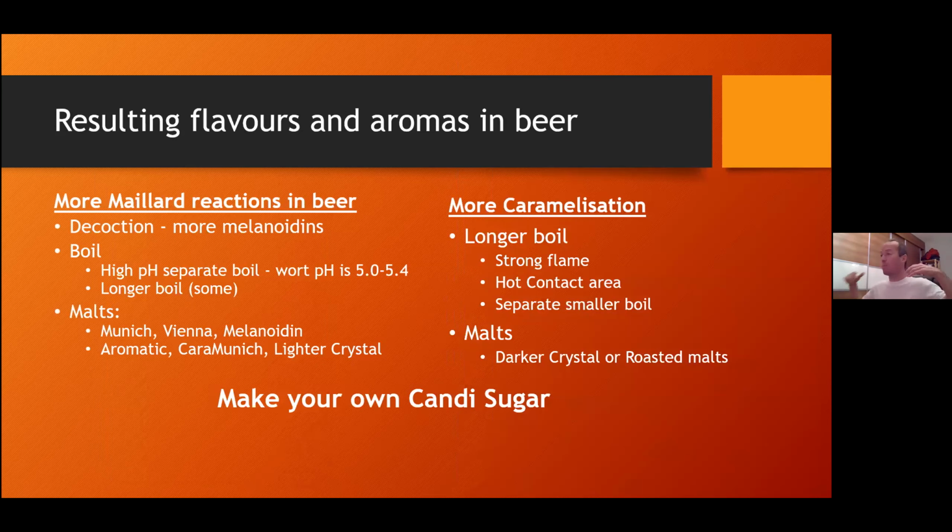So if you want more Maillard reactions or more caramelization, what do you do? Decoction is probably the most common one. It creates more melanoidin. Some people say you don't need it, you just add melanoidin malt. True. But in my experience, I love decocting, and I feel like I get way more complexity doing it.